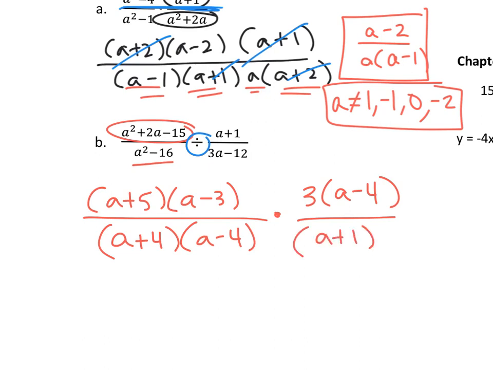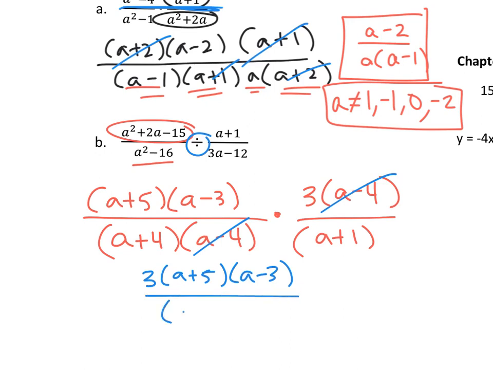So I'm looking to cancel out any common factors. It looks like the only common factors are those two right there. So my solution is going to be 3 times a plus 5, a minus 3 over a plus 4, a plus 1.